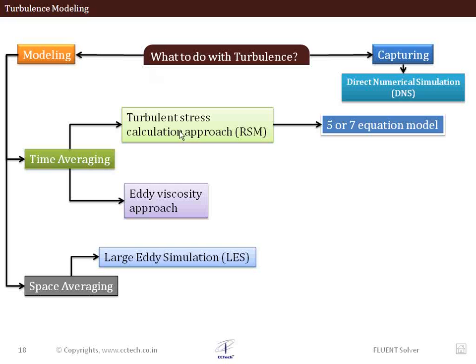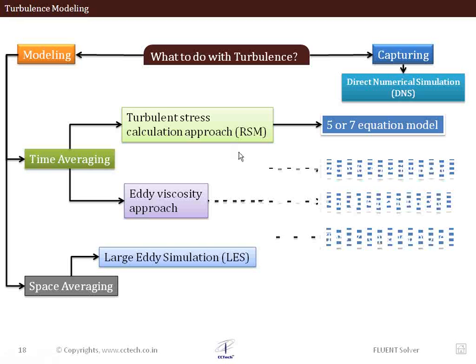Within the turbulence stress calculation approach, which is the Reynolds stress model, RSM, we actually end up solving five extra transport equations apart from our flow equations and, if required, energy equations. We solve five additional equations in two-dimensional problems and seven additional equations in three-dimensional problems. We'll look at what exactly these equations are.